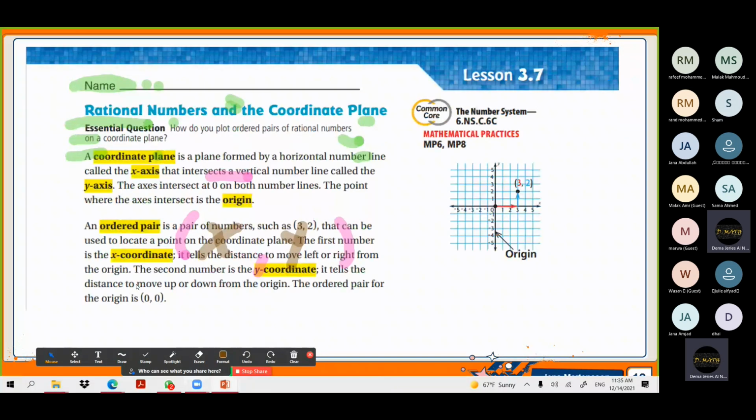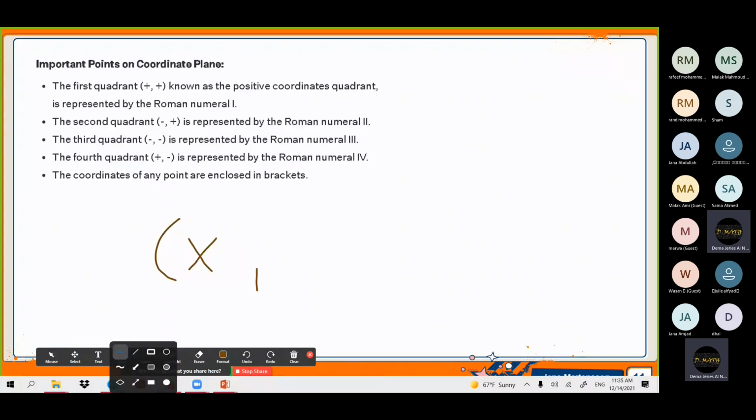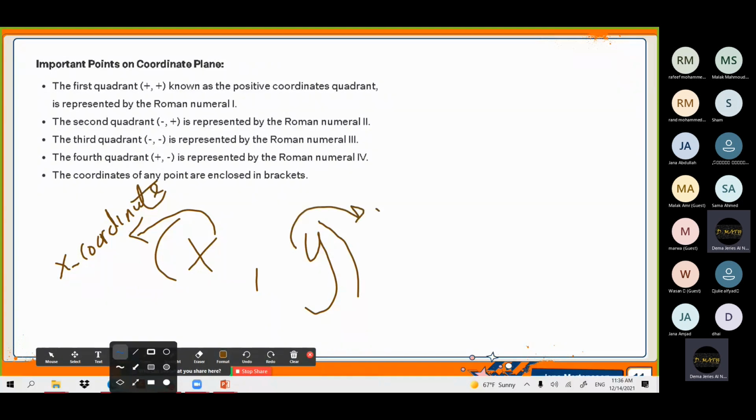So here is the lesson in your book. These are the definitions I explained for you before: the coordinate plane, the x-axis, the y-axis, the origin, the ordered pair, the x-coordinate, and the y-coordinate. What do I mean by the x-coordinate? Here we have x and y. This is an x-coordinate. And this is a y-coordinate.